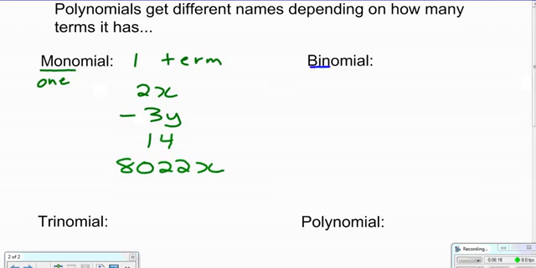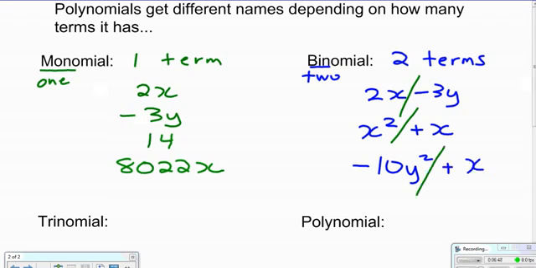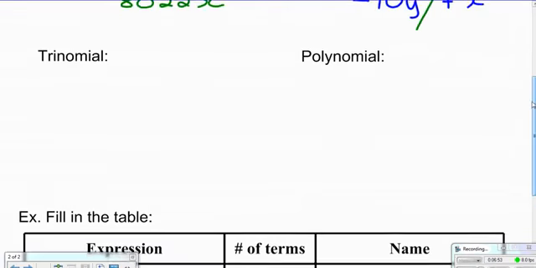Next we have a binomial. So if you think of a bicycle, bi means 2. So binomials have 2 terms. So things like 2x minus 3y. Okay, there's the 2 separate terms. X squared plus x. 2 separate terms. Negative 10 y squared plus x. Again, 2 terms. Okay?